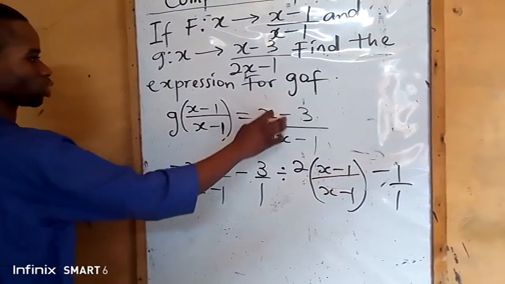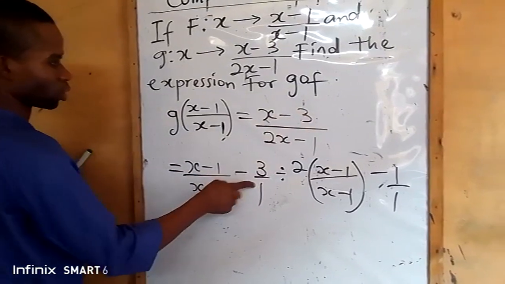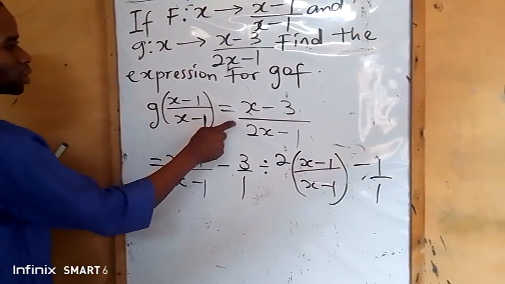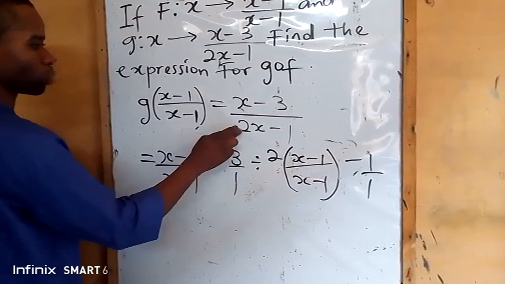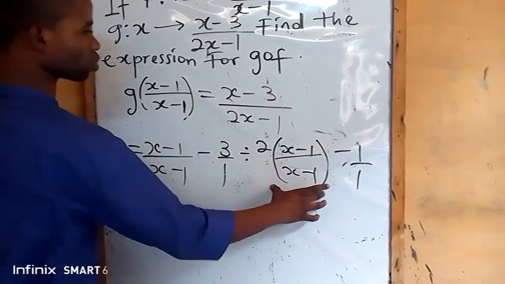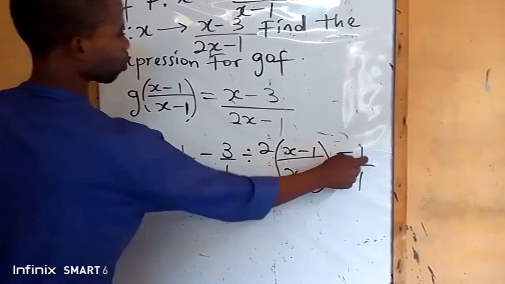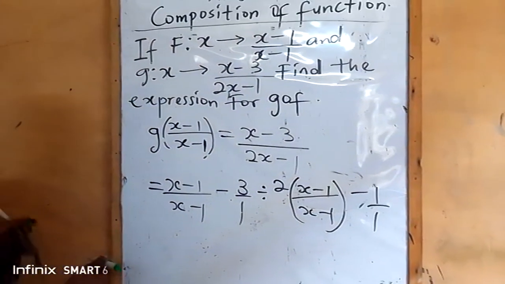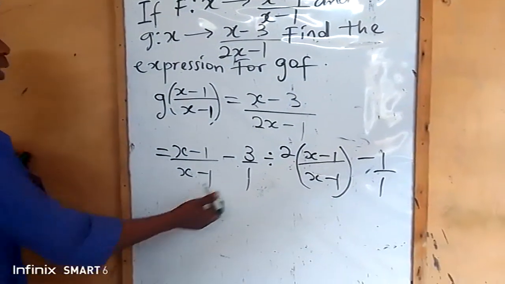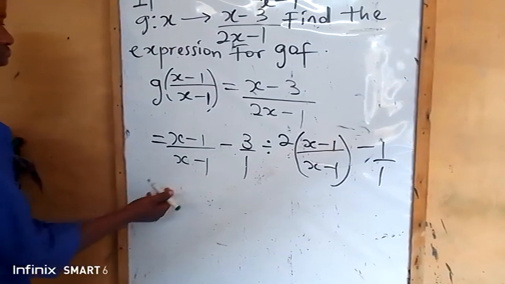I'm going to bring everything I see here. That is (x minus 1) over (x minus 1) minus 3. That's why you see I just put over 1. This line is divided by 2. I see x here. I brought all these values to this place. Now minus 1 over 1. Now let us find the LCM for this. Our LCM for this is x minus 1.